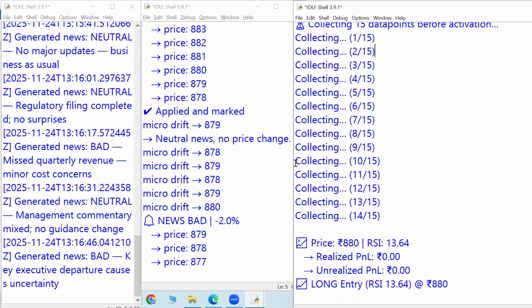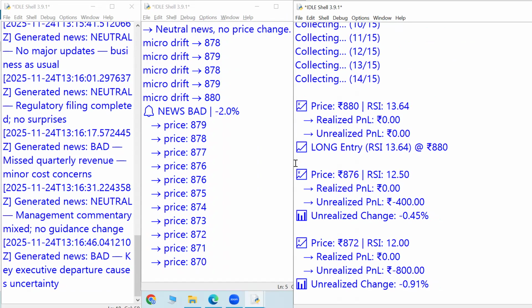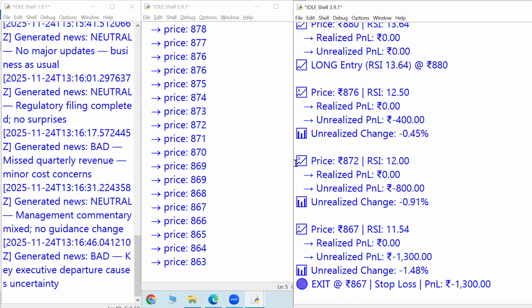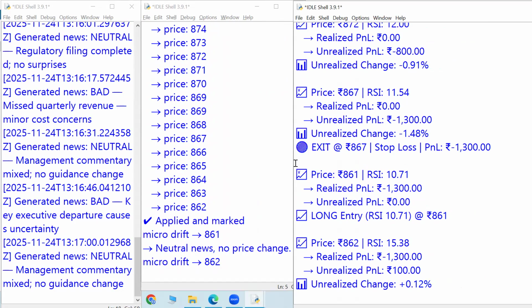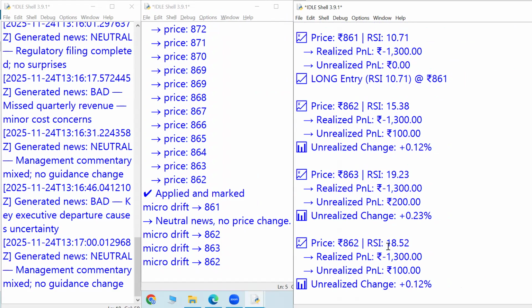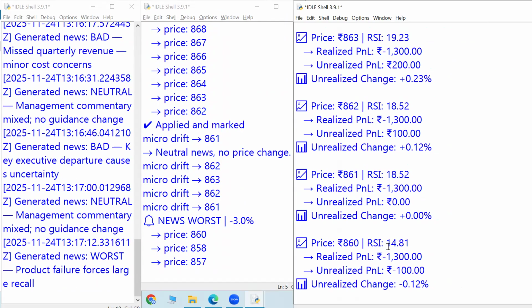Okay, we have the bad news. Okay, we got the long position by RSI because RSI is oversold. But the bad news has come, so we have to book the stop loss. We have exited the long position. The RSI is below 30, so that's why it had taken a long position. But the market got the bad news, so the price fell like anything.